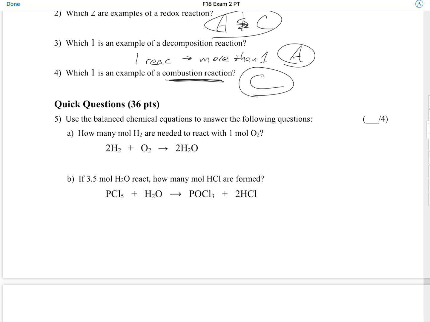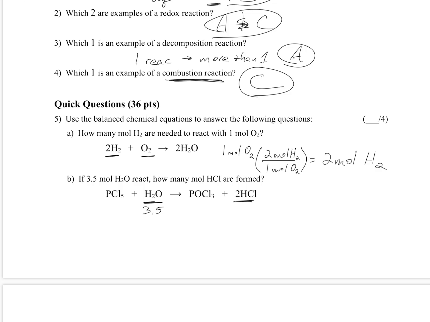Now on to some quick questions. Use the balanced chemical equations to answer the following questions. How much H2 is needed to react with 1 mole O2? So 1 mole O2, 1 for 2. And this is the one, if you could do this without writing it down, that's fine. So it's 2 moles H2. Now if we need 3.5 moles of H2O, and we want to know how much HCl forms, well, it's 1 to 2, so 3.5 would be 7 mole HCl.